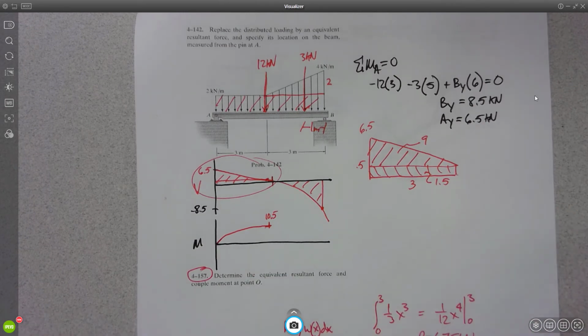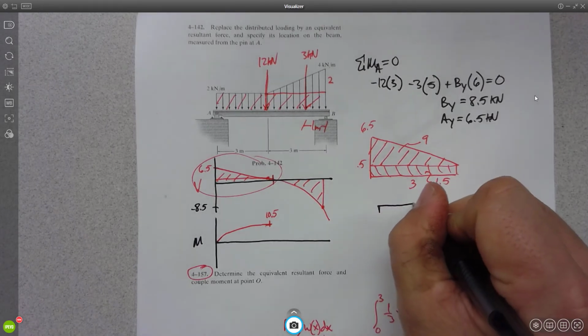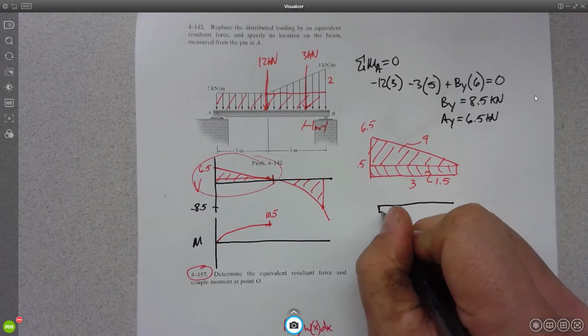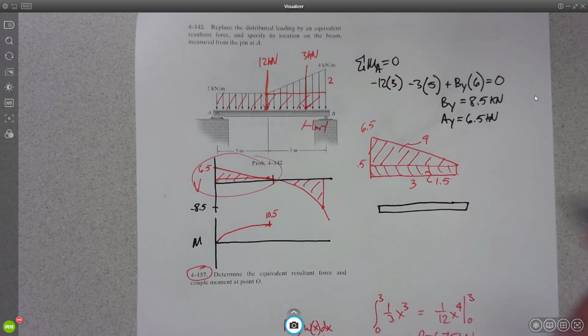Okay? So let's draw the free body diagram, and yeah, I'm going to keep it from the right just because it's the way my brain works. It's boring, but it's my life.